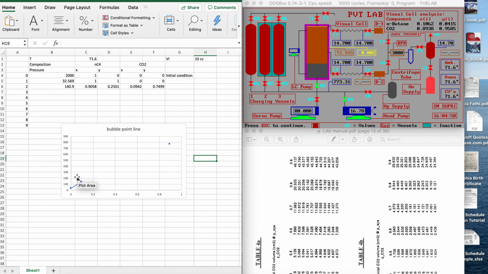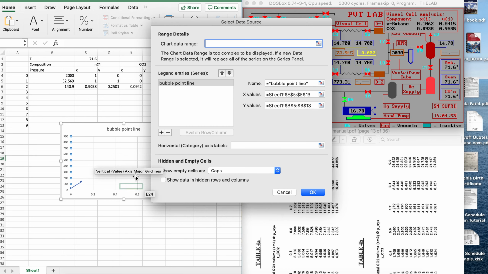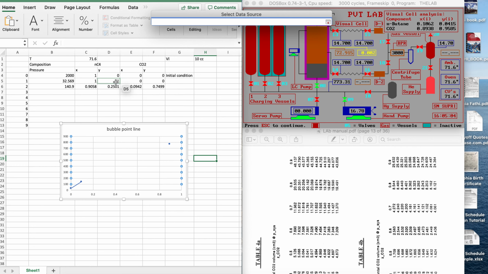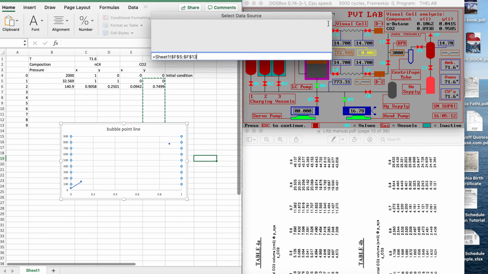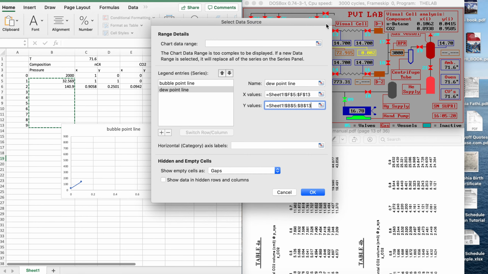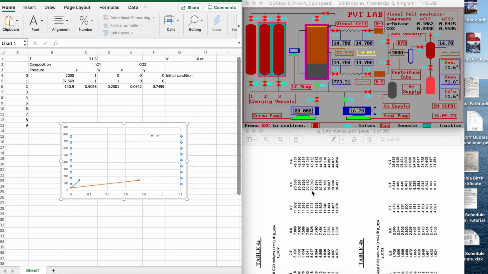So this becomes my bubble point line, and I can add my dew point line as well. For the dew point line, the x-axis would be the composition of gas CO2, okay? And the y-axis is still my pressure. So I have my dew point and I have my bubble point line.